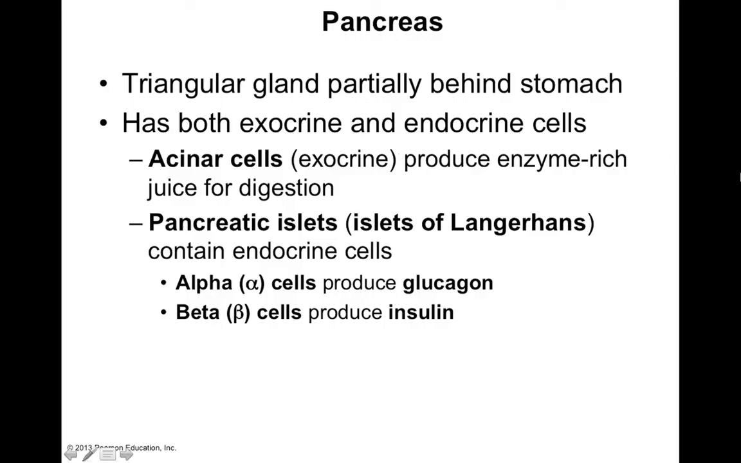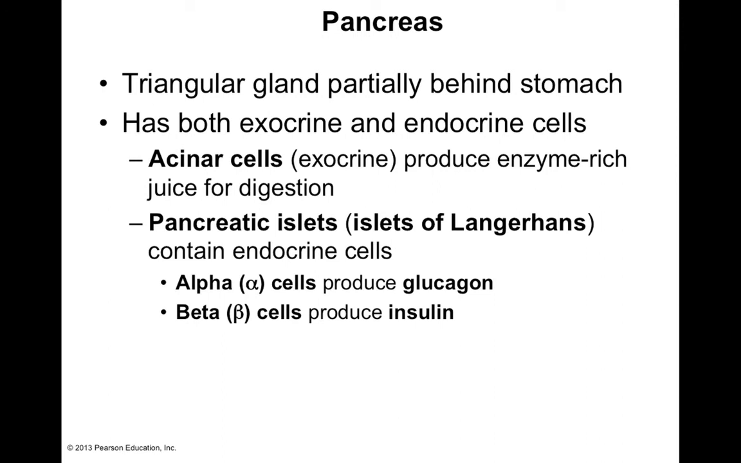In this video, we're going to talk about the pancreas. The pancreas is a gland that's found just posterior to the stomach, and it has both exocrine and endocrine functions. The exocrine functions of the pancreas are mediated by these acinar cells, which produce these enzyme-rich digestive juices that we'll talk about later on in the digestive system.